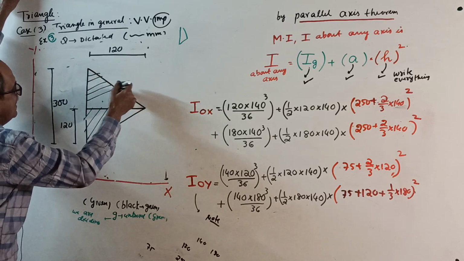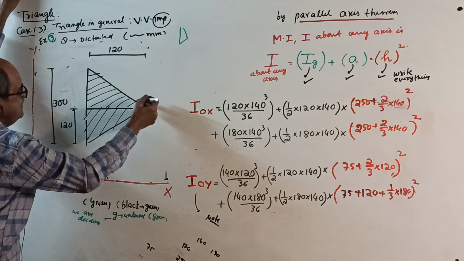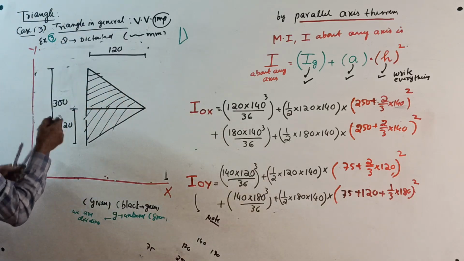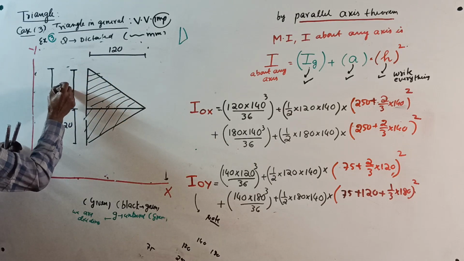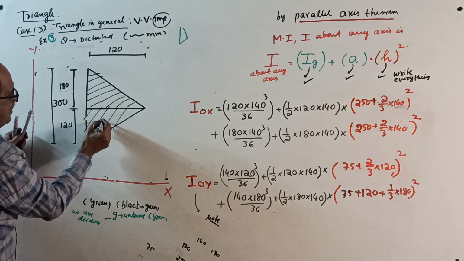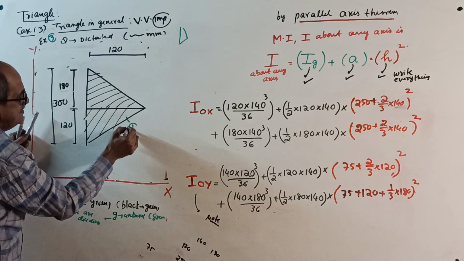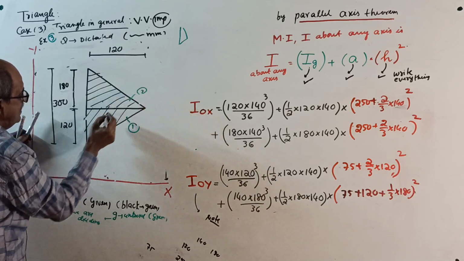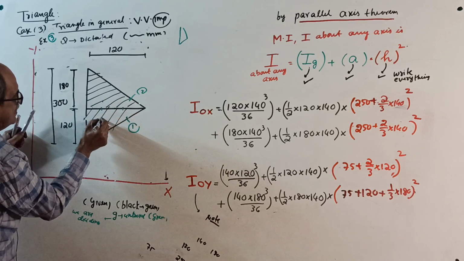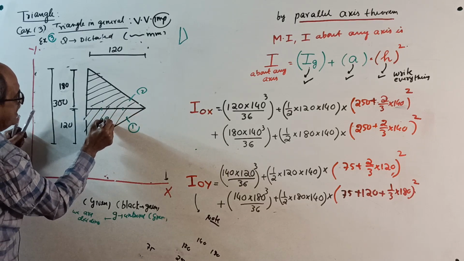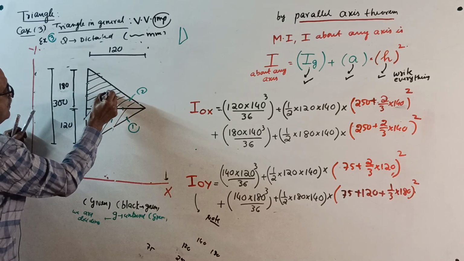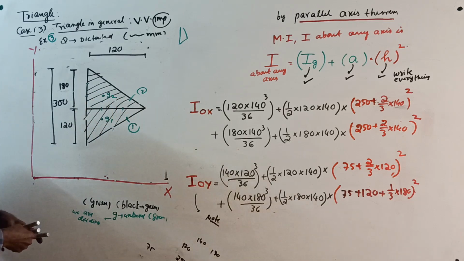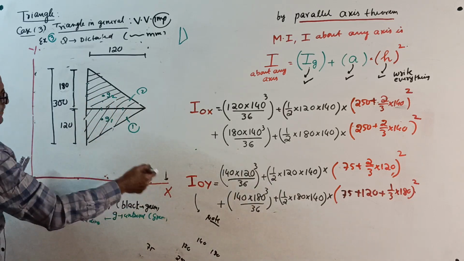Okay, last time green shading, this time black shading, no problem. Now write this distance. This is 180. Now, mark the centroid. See, this I will take as 1, this I will take as 2. Your G1, your G2. Okay, start. I about OX.